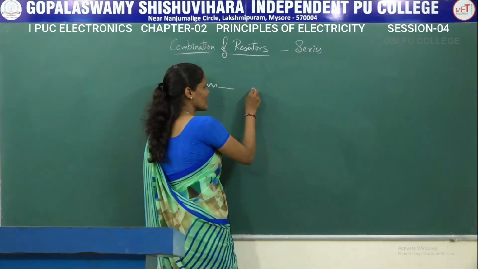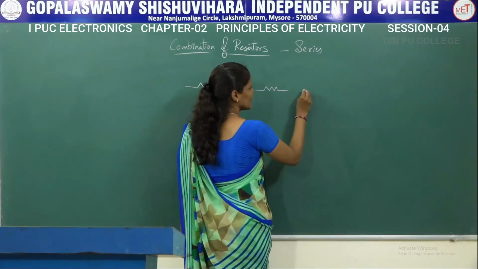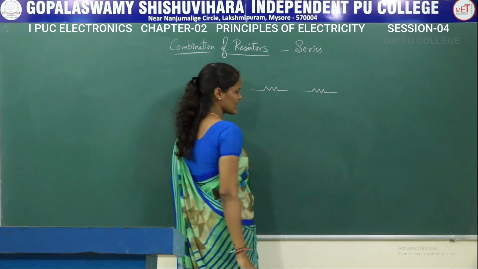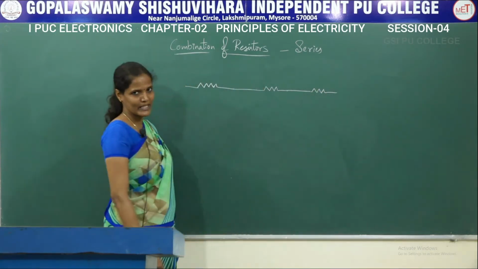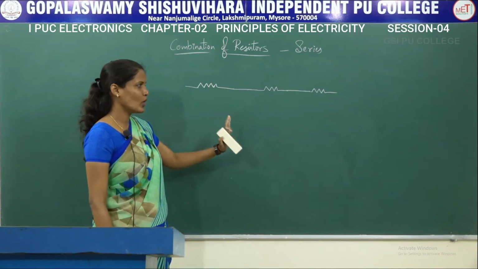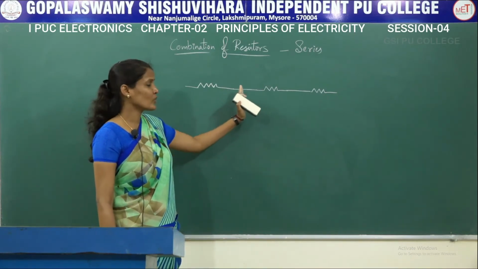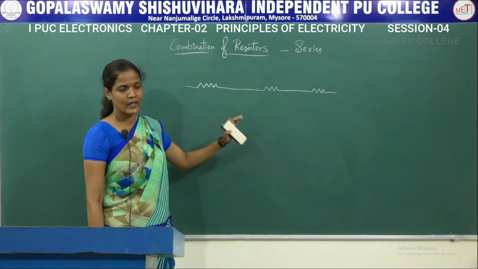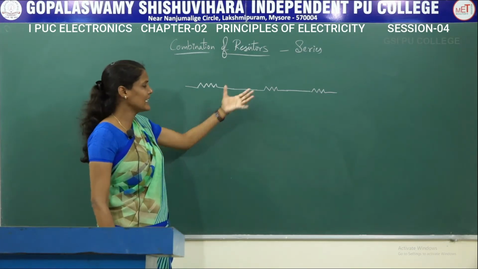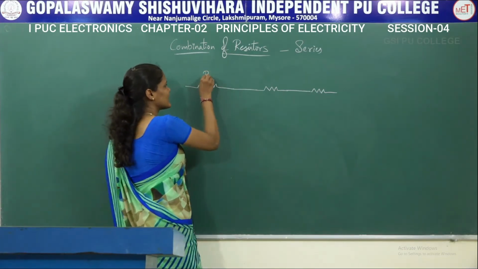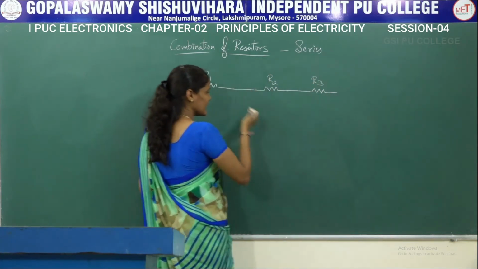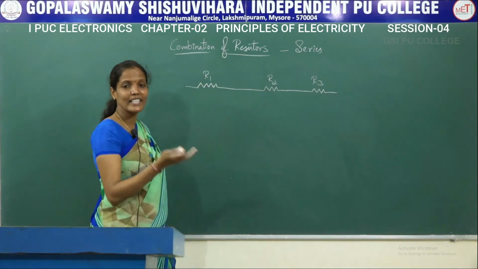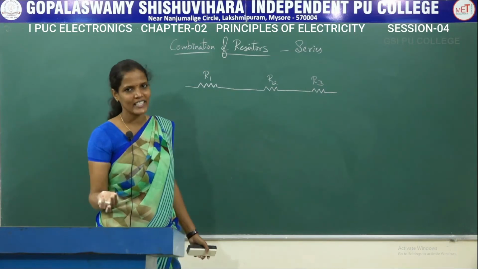This is one particular resistor, this is another resistor, and this is yet another resistor. When I connect the resistors in this particular manner, I call this resistors connected in series. Here I have connected 3 resistors. Let me denote those resistors as R1, R2 and R3. So R1, R2 and R3 are the 3 resistors which are connected in series.